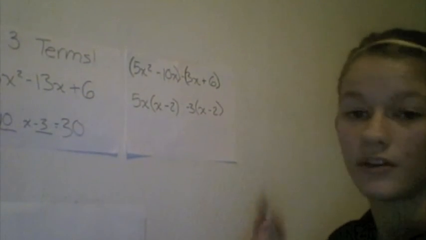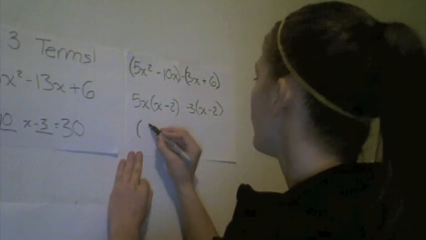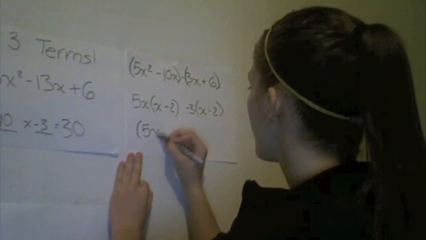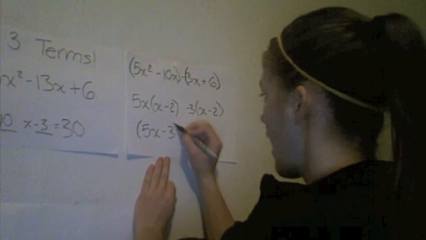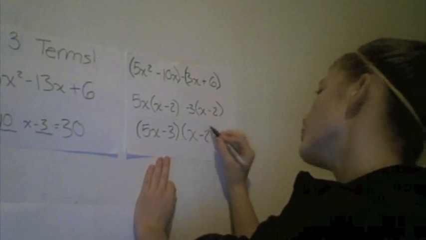Then all I have to do is the distributive property, and I get 5x minus 3 and x minus 2.